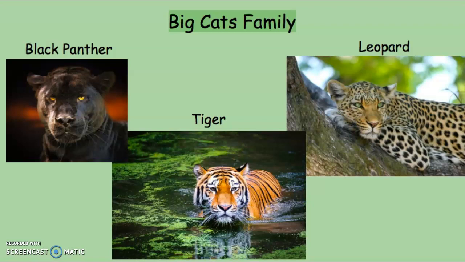Here we have the black panther, tiger, and leopard, and we can tell them apart because they have different colors and patterns. The black panther has an all-black coat, the tiger has stripes, and the leopard has a dot-shaped pattern.